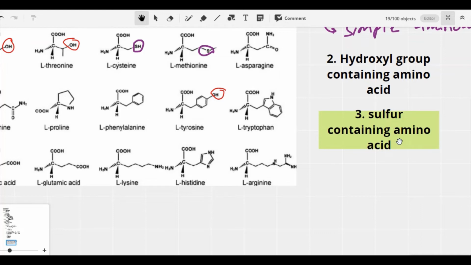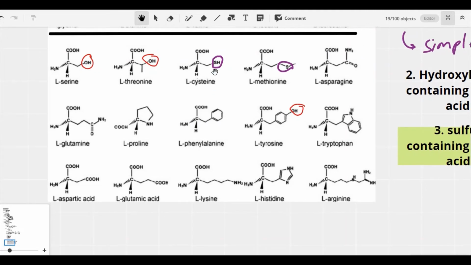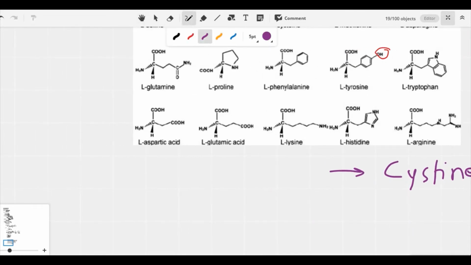Remember that methionine, with its thioether group, and cysteine are the two amino acids incorporated during protein synthesis. Cystine, another important sulfur containing amino acid, is formed by the condensation of two molecules of cysteine. The name will be cystine, C-Y-S-T-I-N-E. So cystine is formed by the condensation of two cysteine amino acids.